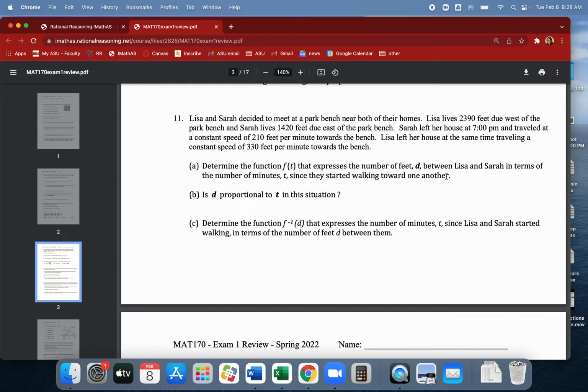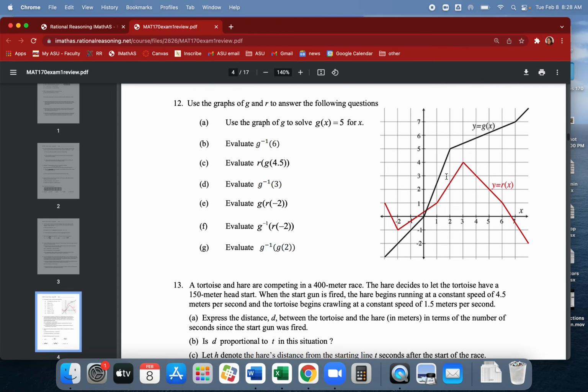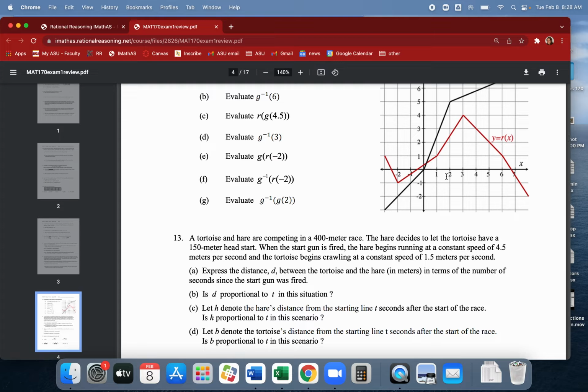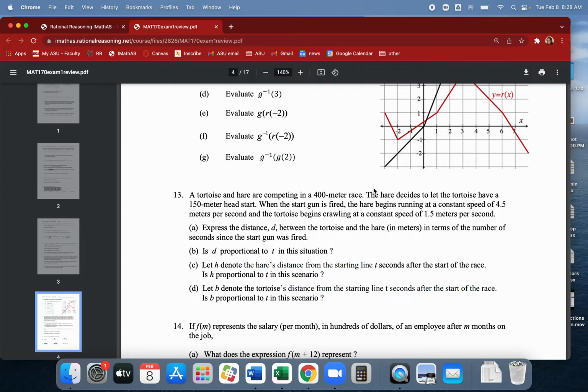Let's see. Oh, we did a bunch of story problems. Here's Lisa and Sarah meeting at a park bench. They're walking towards one another. We did some tortoise and hare questions where one had a head start, expressing those changes and the distance between people over time, how that's changing. Oh, here's a tortoise and hare question. And the difference between proportionality and constant rate of change.